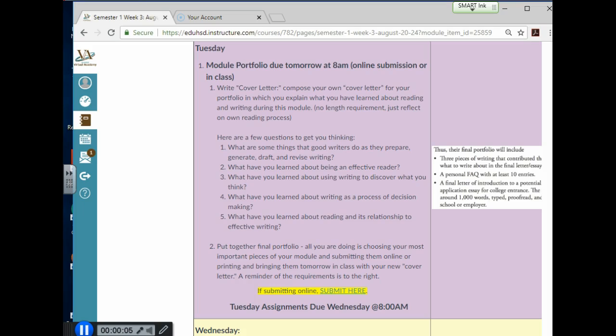Remember how we discussed a module portfolio, Kyle? Yeah. Remember how we discussed the module portfolio, where you will be picking out 3 pieces of writing, okay?